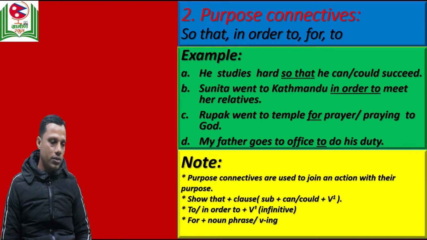Okay, in number A we have: he studies hard so that he can or could succeed. Number B: Sunita went to Kathmandu in order to meet her relatives. Number C: Rupak went to temple for prayer, or you can also say for praying to God. Number D: my father goes to office to do his duty. Yes, in these examples you can notice the connectives like so that, in order to, for, and lastly to, right?